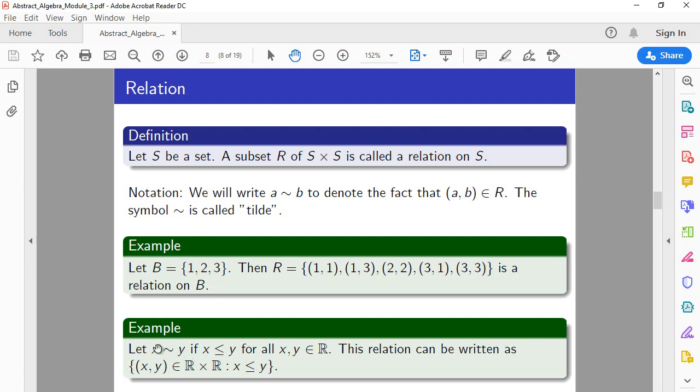Here is another example. Here we are defining the following relation on the set of real numbers. We're saying that x is related to y, x tilde y, if x is less than or equal to y, for all x, y in R. So what pairs are we picking? This is the set of all pairs (x, y) in R cross R such that x is less than or equal to y. That is, the first coordinate is less than or equal to the second coordinate.